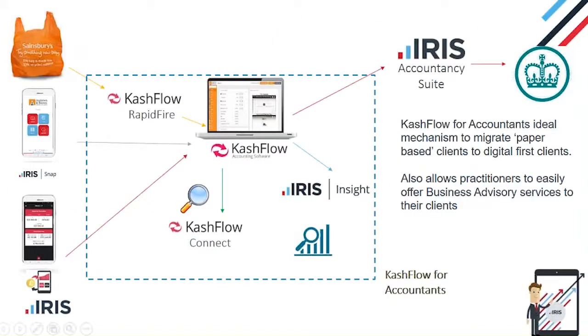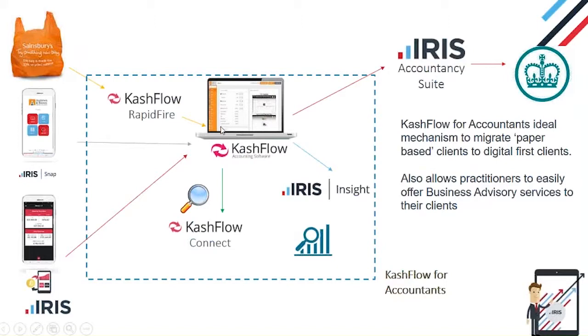So we've got the Cashflow Go app on the left-hand side. Literally, they can create invoices, and they get published straight into Cashflow. You've got the Snap service, again, they just take pictures straight into Cashflow. And then you've got your paper bag clients. So if we can't encourage them to use anything else, then we can use our rapid-fire batch entry tool and publish them all straight into Cashflow.